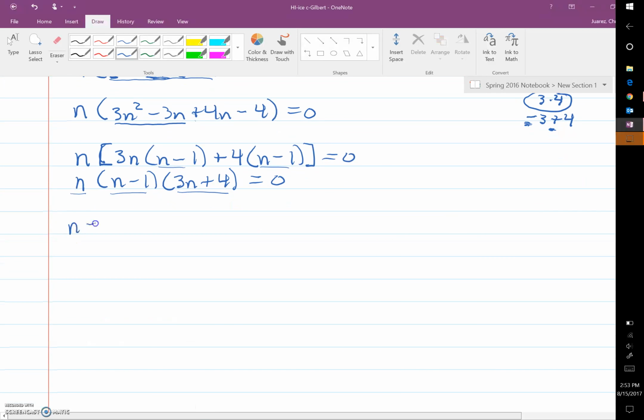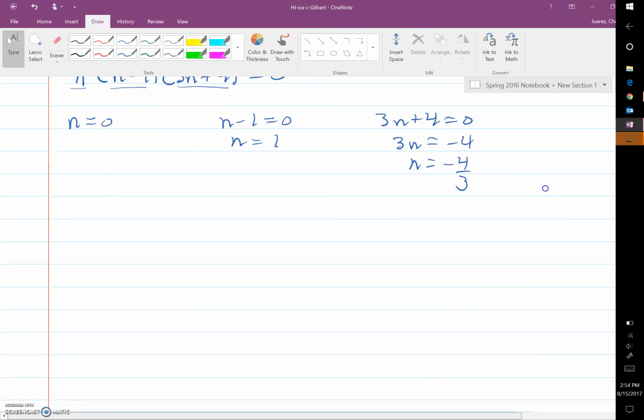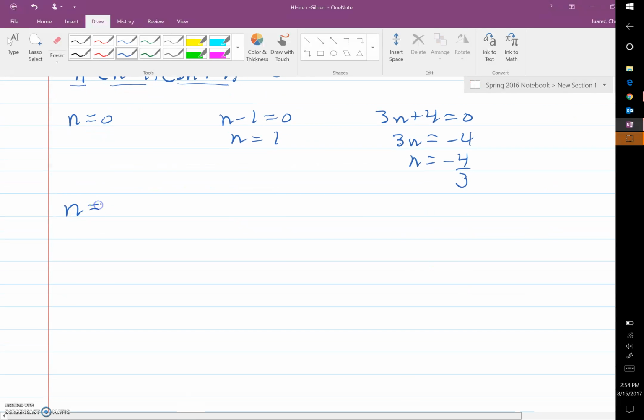So n equals 0, n minus 1 equals 0, and 3n plus 4 equals 0. n equals 1, 3n equals negative 4, n equals negative 4 thirds, and so n equals negative 4 thirds, or 0, or 1, and there's my answer.